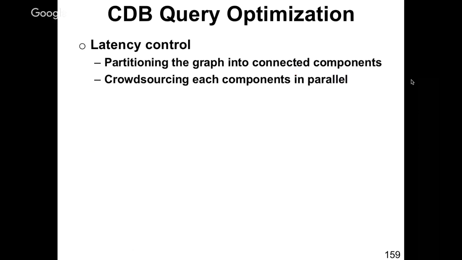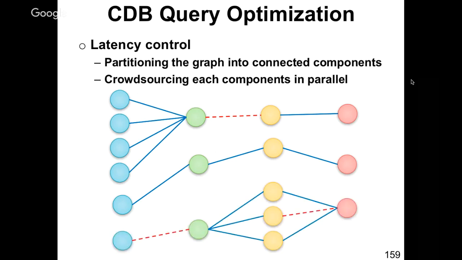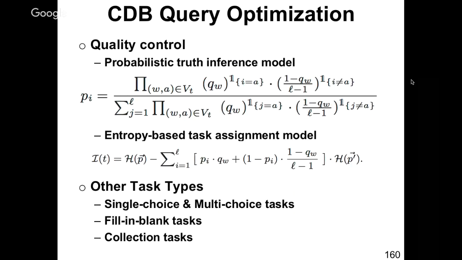The paper also introduced latency control. The main idea is to partition the graph into connected components and crowdsource each component in parallel. And it also talks about quality control. I think the main idea is quite similar to what Yudian has said. It's about truth inference and an entropy-based task assignment model, which was mentioned by my colleagues before.